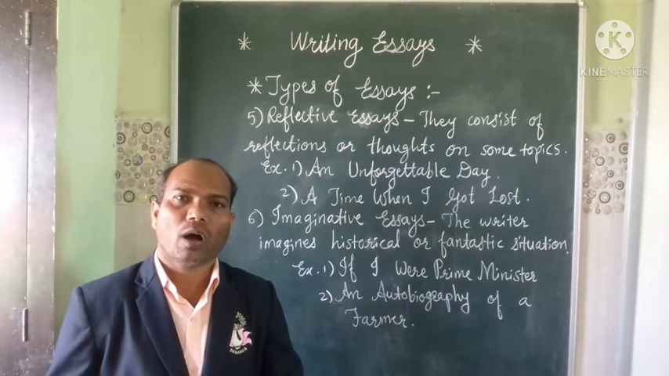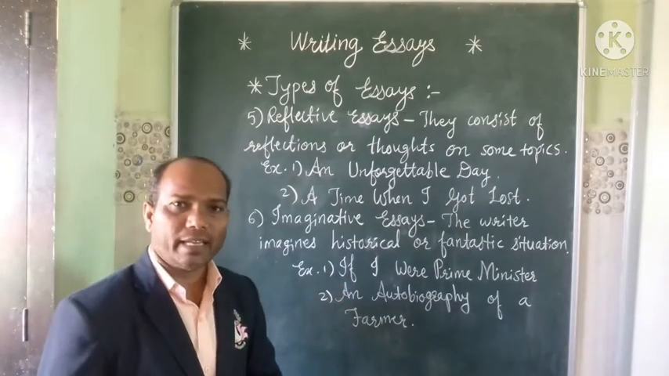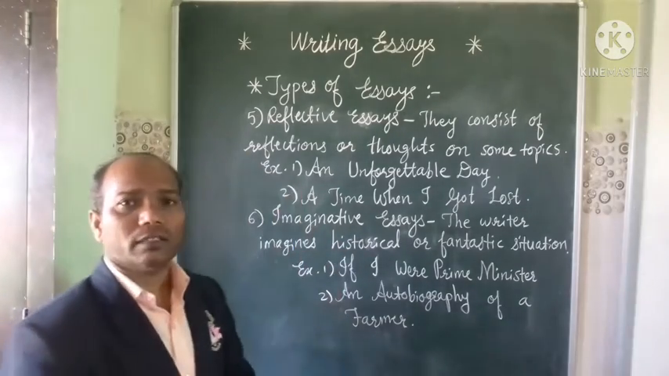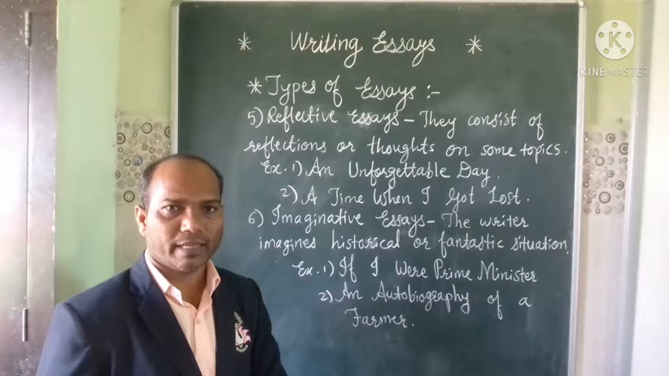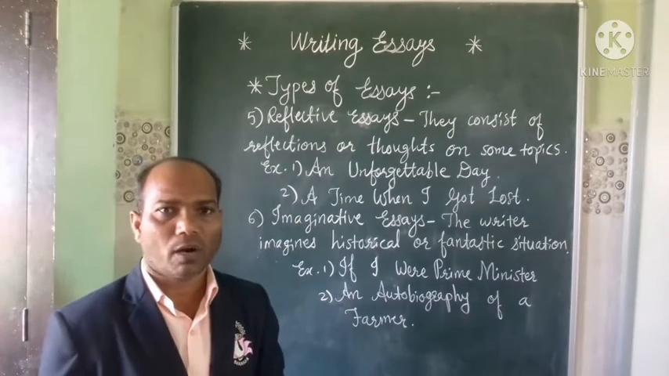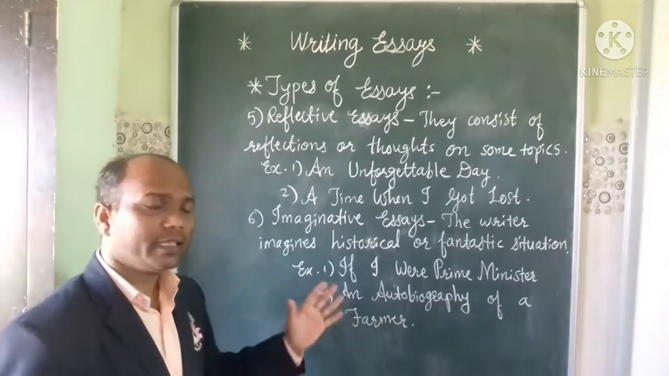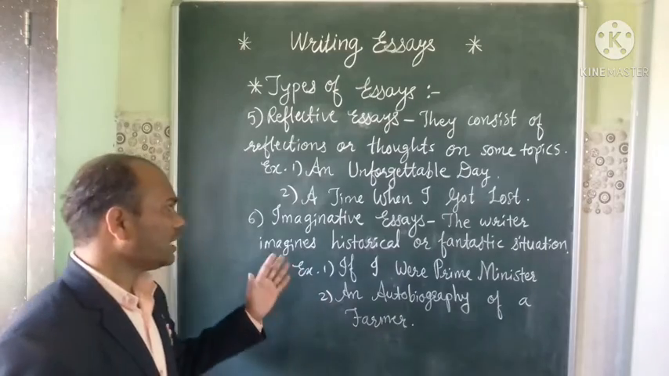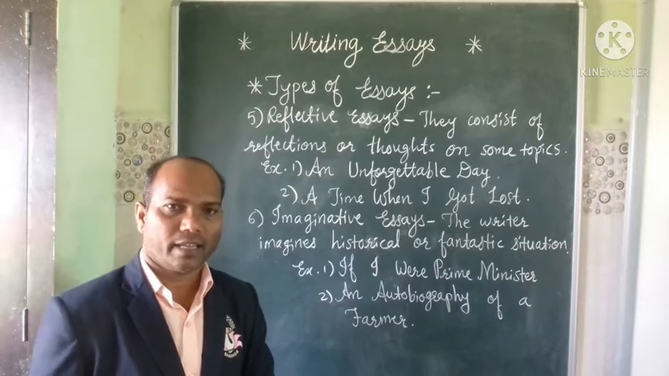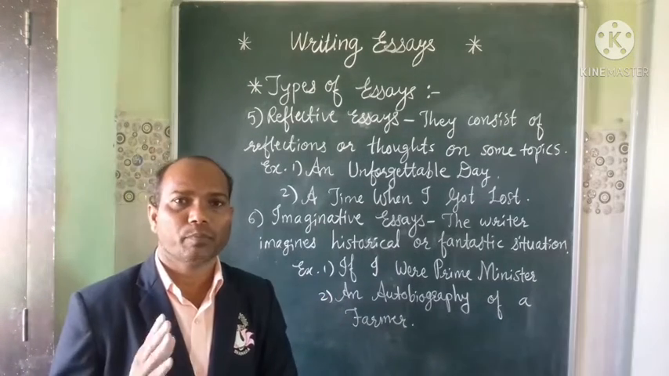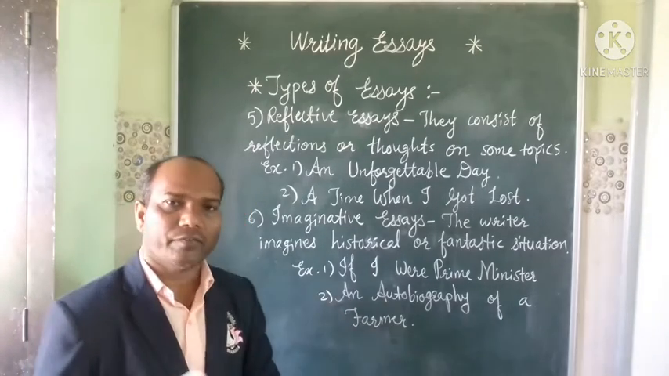Now dear students, let us move on to the next kind of essay, that is reflective essay. These kinds of essays consist of reflections or thoughts on a particular topic. Here examples, first, an unforgettable day. Next, a time when I got lost. The last kind of essay is imaginative essay. In this kind of essay, the writer imagines a particular historical or fantastic situation and writes the essay. For example, if I were the Prime Minister of the country. Second, an autobiography of a farmer.